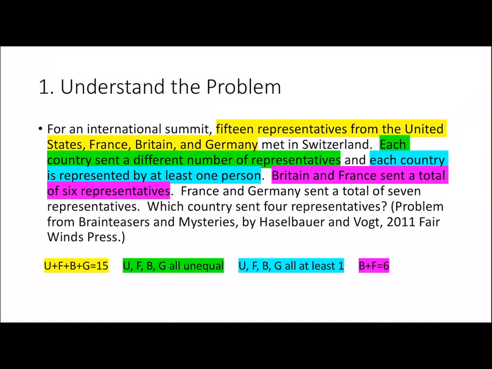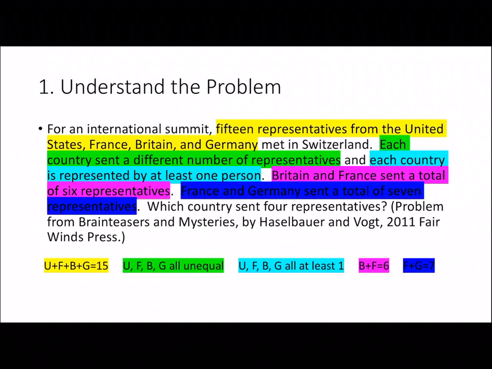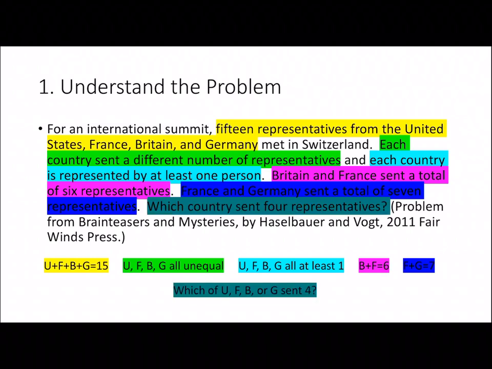Britain and France had 7, so Britain and France had a total of 6. I would have gotten that wrong. Had an issue there, I would have had to reread. So B plus F equals 6. France and Germany sent 7, so F plus G equals 7. And I want to know which of U, F, B, or G sent 4.